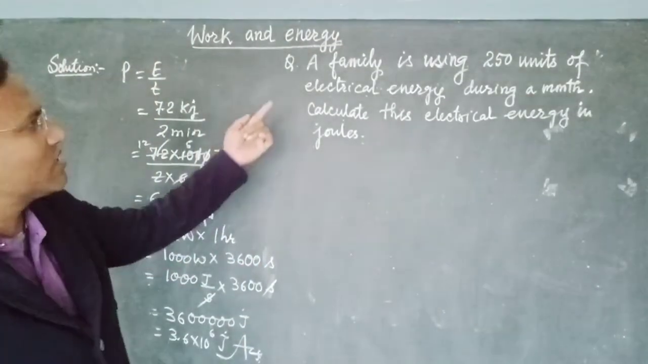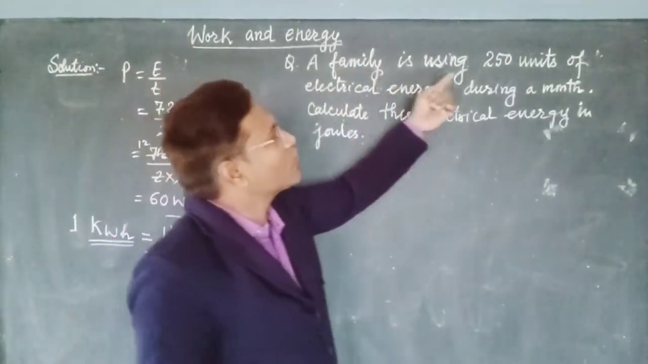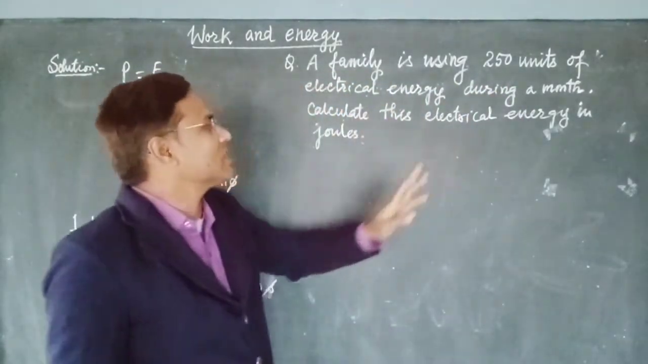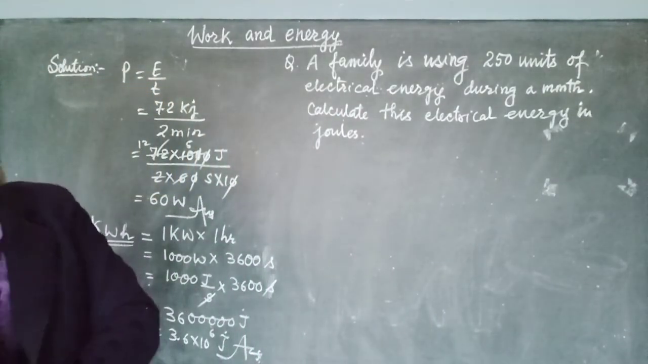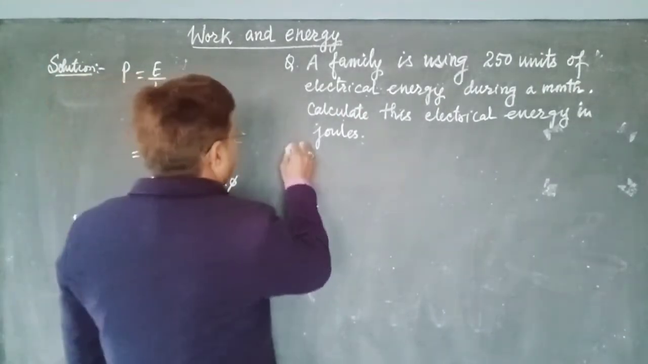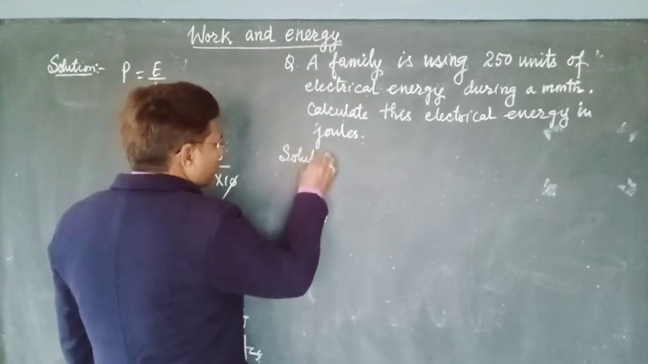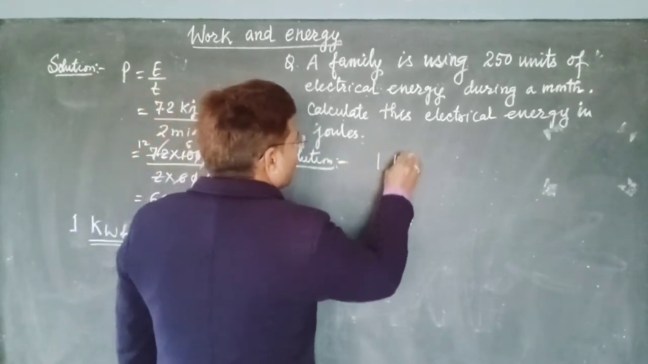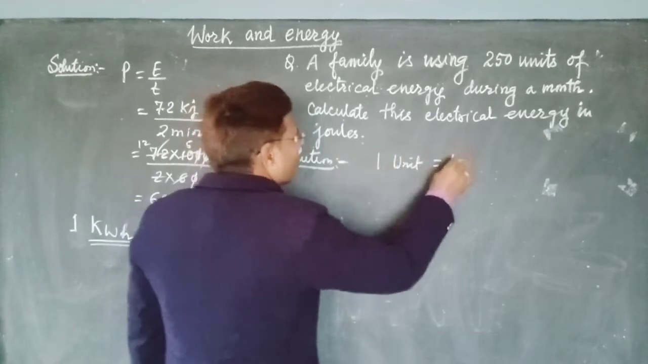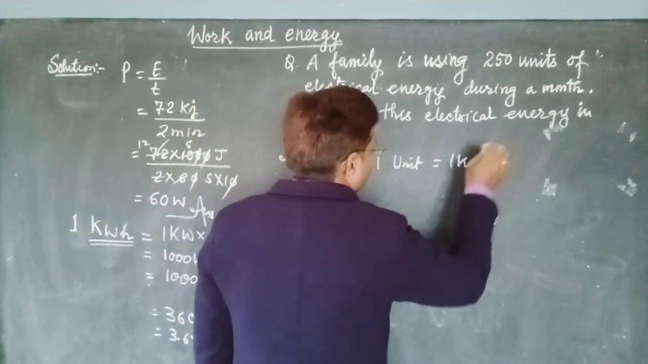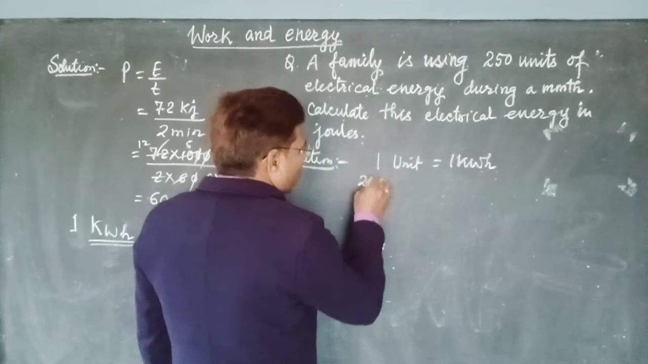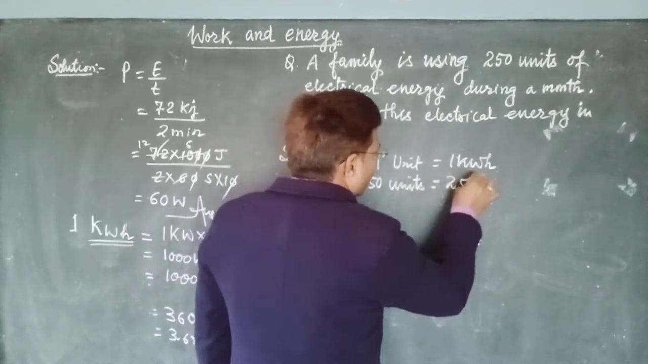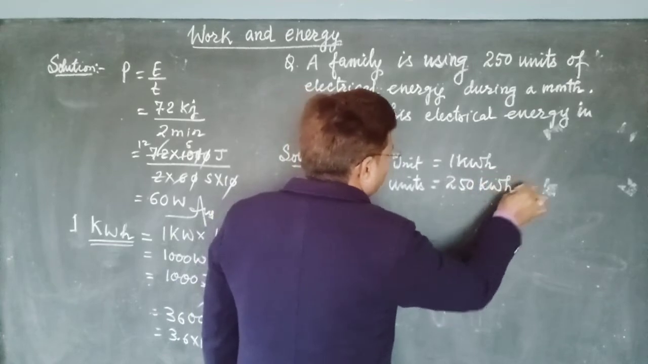So here one numerical is there. A family is using 250 units of electrical energy during a month. Calculate this electrical energy in joule. So what will we write? We will write in solution that 1 unit is equal to 1 kilowatt hour. So 250 units will be what? Equal to 250 kilowatt hour.